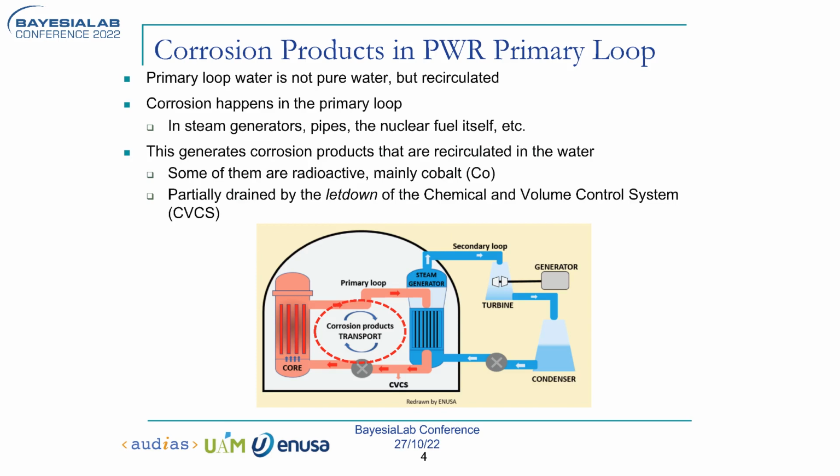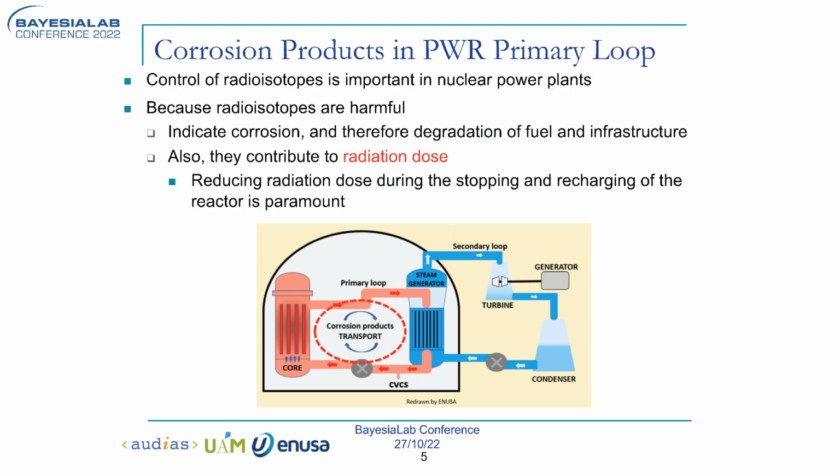Because there is a discipline that tries to understand all this process, which is the chemistry of the primary loop. This discipline aims to control the primary loop chemistry in order to make the whole circuit safer and more efficient for the plant. But the main idea here, and the message to take home for the rest of the presentation, is that if there are radioisotopes here, this is an indicator of corrosion, which means that some of the infrastructure can be degraded and must be changed.